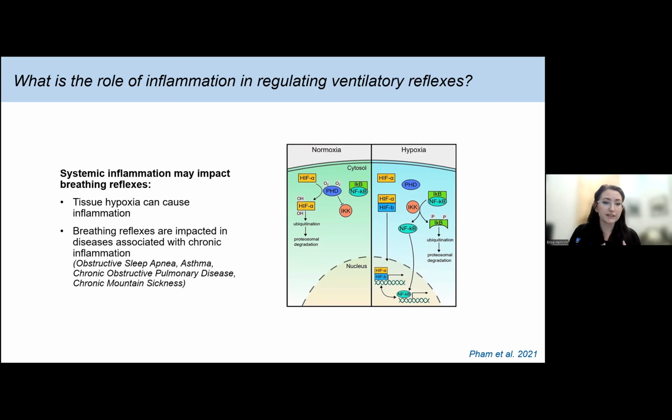Also, we know that in many diseases associated with chronic systemic inflammation, there are significant changes in how these breathing reflexes manifest. So in obstructive sleep apnea, you often get elevations of the respiratory drive. In asthma, you can get blunting of the respiratory drive. And in COPD, it can go either way. And then in a disease called chronic mountain sickness, we get blunting of the respiratory drive.